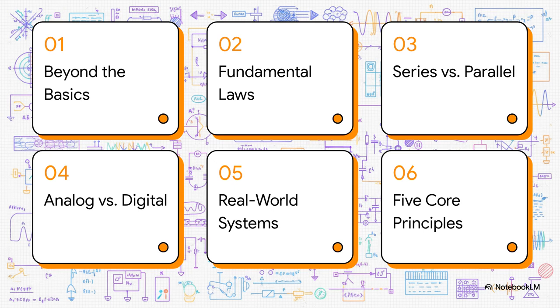So, here's our game plan. We'll kick things off by moving past those simple analogies and getting into the real physics. Then, we'll explore the fundamental laws that are the rulebook for everything. From there, it's on to different circuit layouts, the big split between analog and digital, and some really cool real-world systems. And we'll wrap it all up with the 5 big ideas to take away.